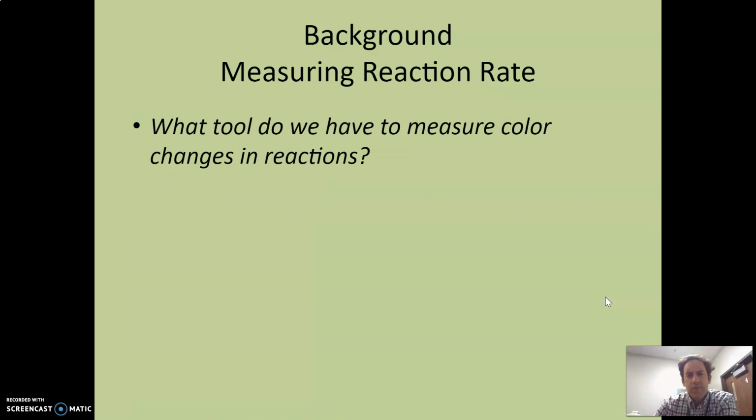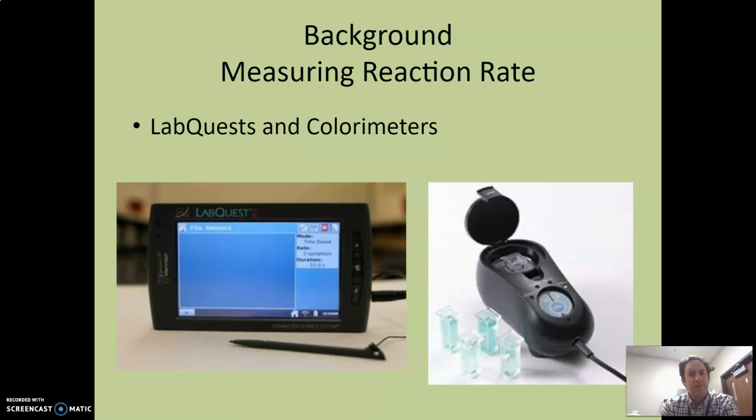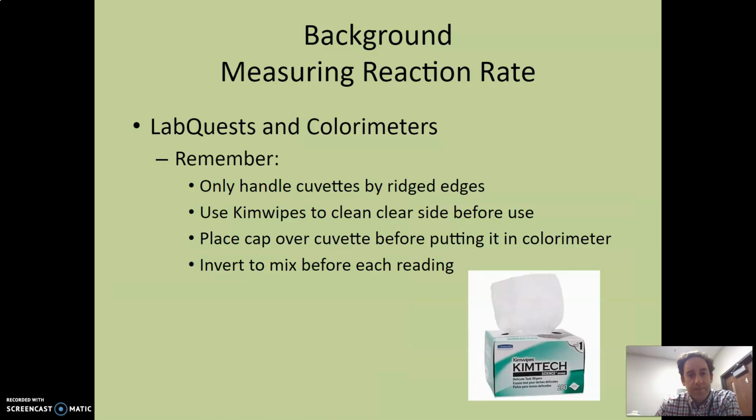So at this point, we need to ask ourselves, all right, what tool do we have that could measure a color change in a reaction? And hopefully, if you think back on an earlier lab, you might think, hey, wait, we had those fancy colorimeters. Couldn't we use those? And the answer is yes, we can use those. And so that is what we're going to be using to measure this color change.